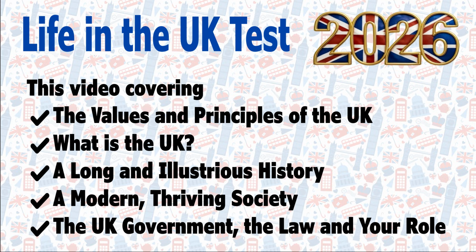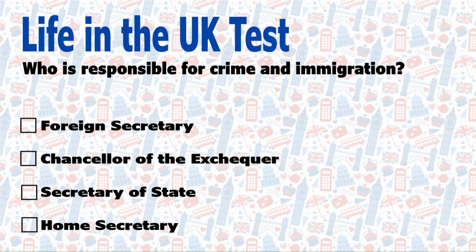Let's start. Who is responsible for crime and immigration? Foreign Secretary. Chancellor of the Exchequer. Secretary of State. Home Secretary. Home Secretary is responsible for crime, policing and immigration.